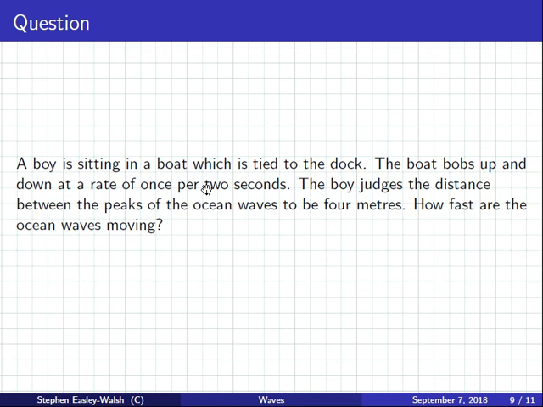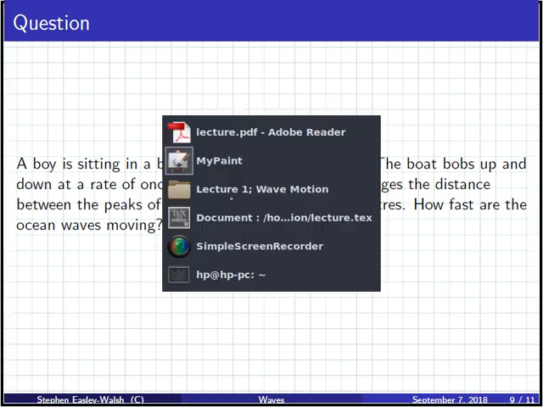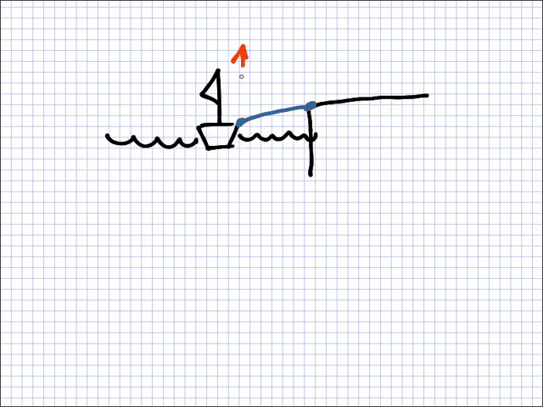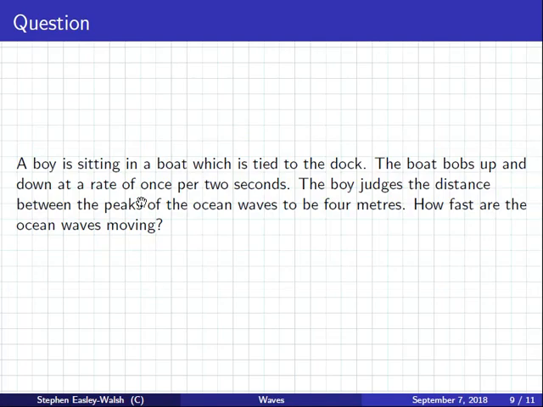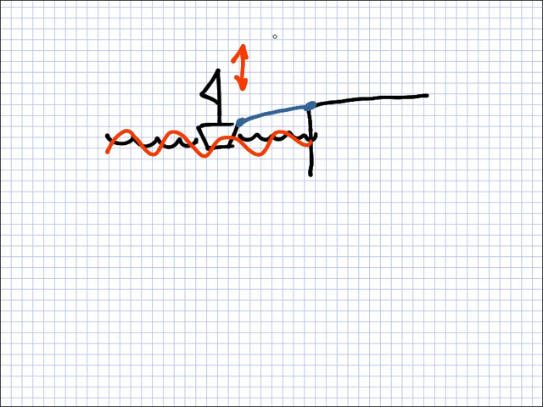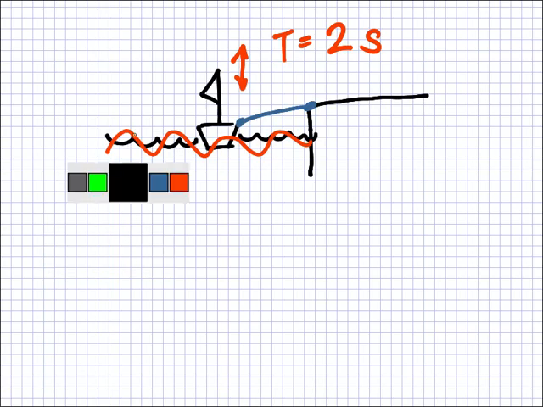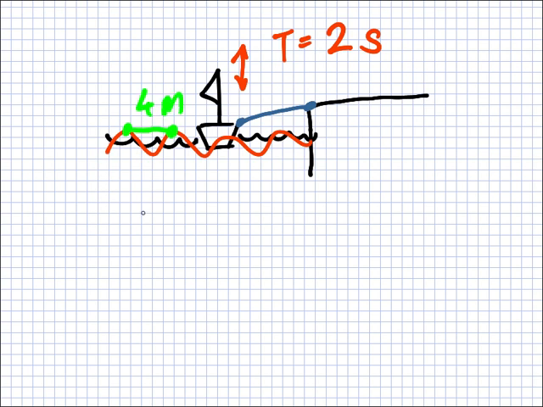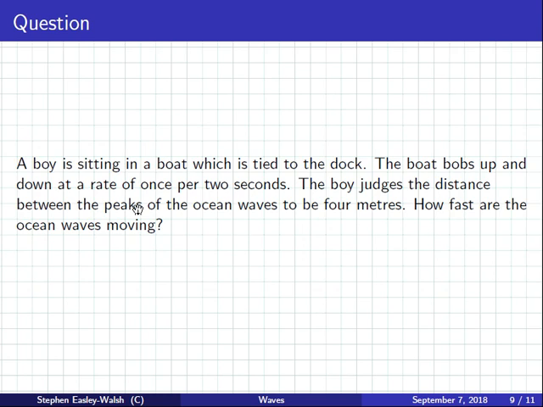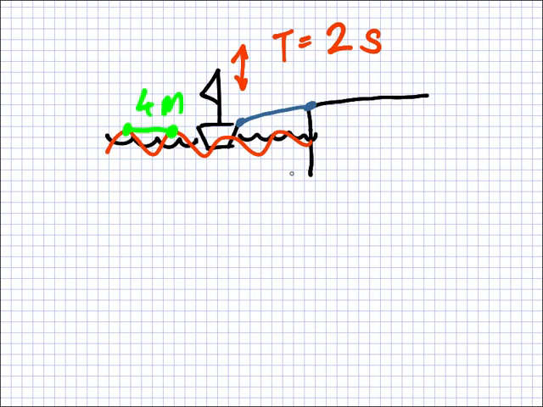The boat bobs up and down at a rate of once per 2 seconds. So the boat is going up and down as the wave comes in, and it's doing it once per 2 seconds. So that means the time is 2 seconds. The boy judges the distance between the peaks of the ocean waves to be 4 meters. So he thinks the distance between here and here is 4 meters. How fast are the waves moving? So that is, what's the speed of these waves?